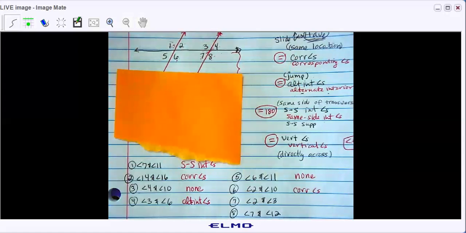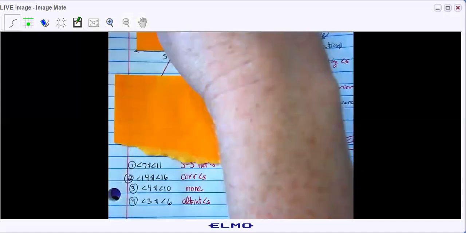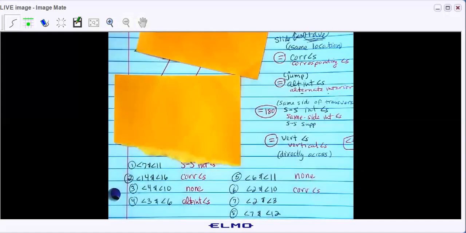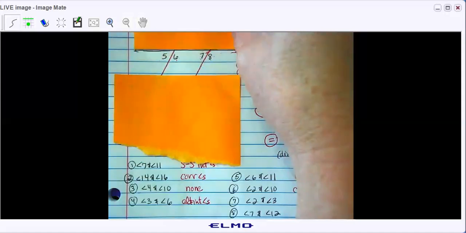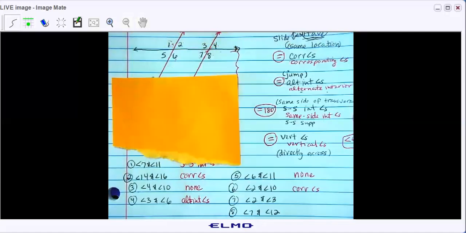So when you've narrowed it down to the interior angles, it's either going to be on the same side, like 2 and 3, or 6 and 7. Or it's going to jump over, like 2 and 7, or 6 and 3. But this time, they happen to be on the same side. So these are the same side interior angles.